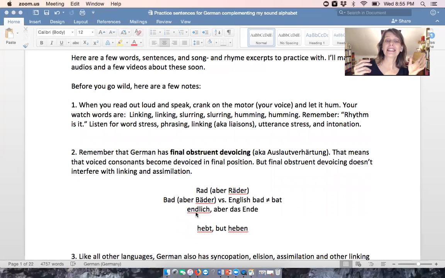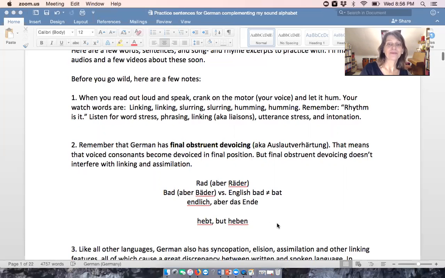So we move from the N, which lets the airflow out through the nose, into the T, and so we stop the air coming through the nose, and we also stop it in the mouth. And so we stop the airflow, but then we release it into the L. Endlich. And then it sounds a little bit different. So we don't breathe in between. Okay, so we have final obstruent devoicing plus liquid release.